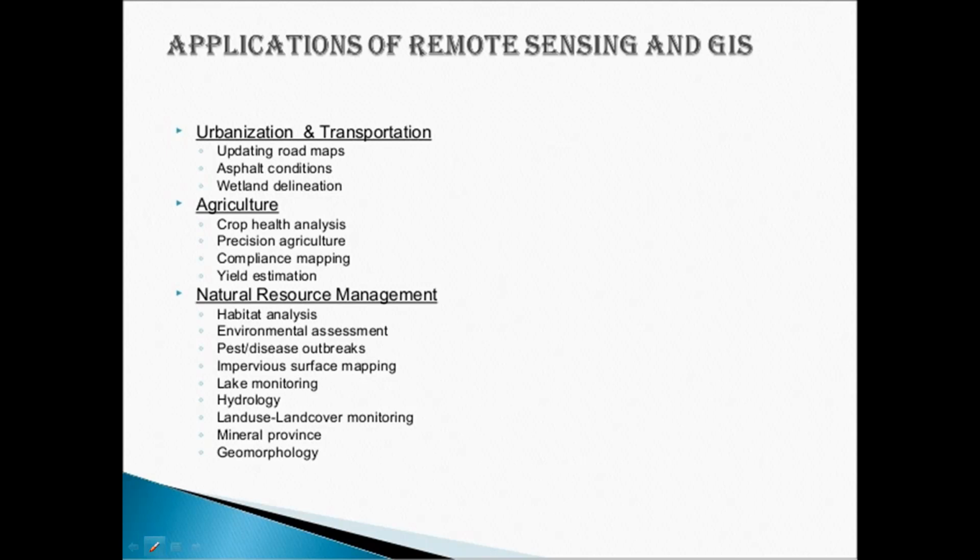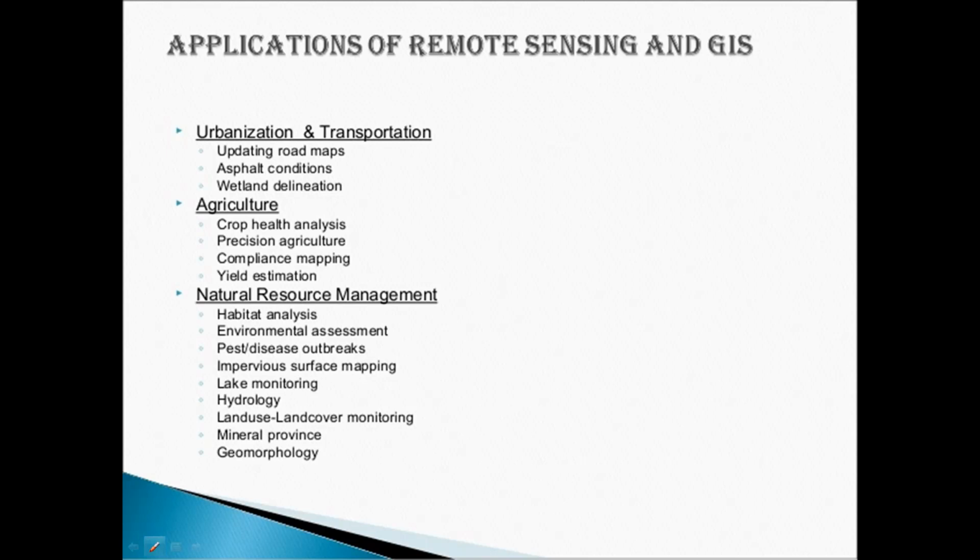That means bituminous condition, bitumen material condition, and wetland delineation: wetland conditions, which areas have wetland conditions, gathering the information for urbanization and transportation conditions. These three parameters are taken. Another one, agriculture. Agriculture means these are totally four parameters.